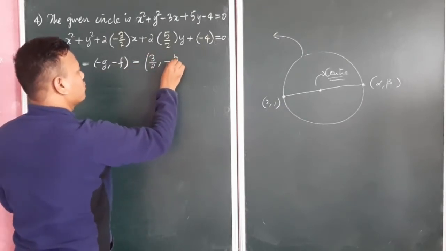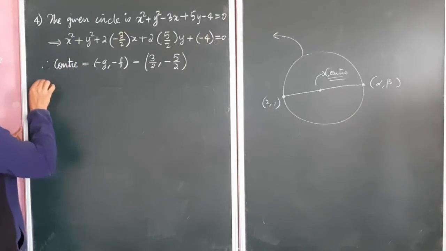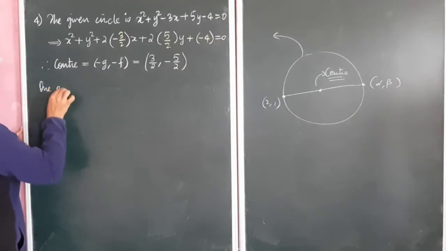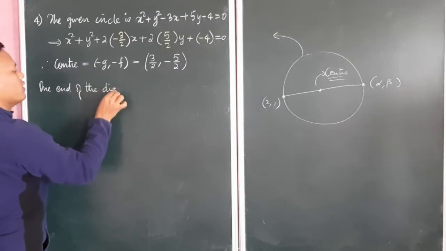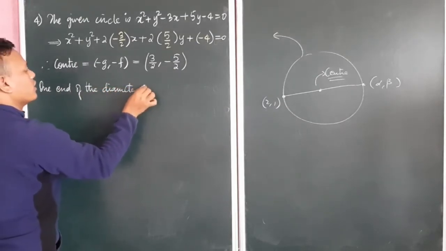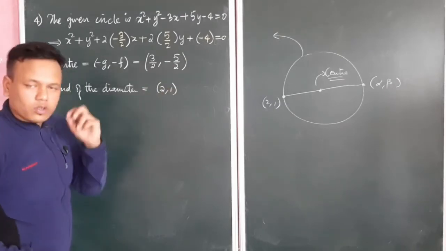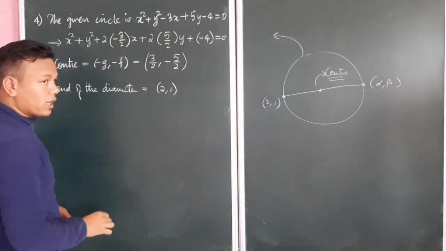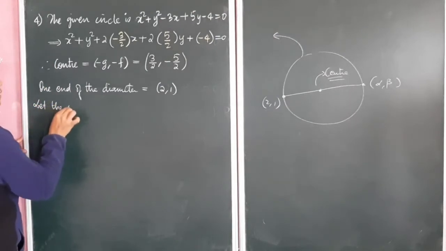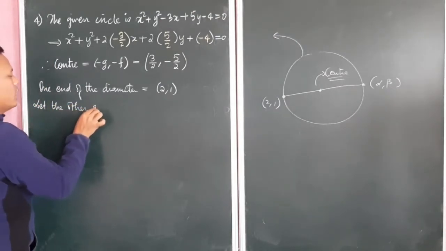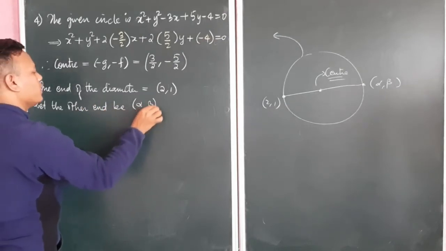So that's why this becomes minus 5 by 2, isn't it? Now one end of the diameter is given to be 2 comma 1. We don't know the other end. Let me take that to be alpha comma beta. So let the other end be alpha comma beta.